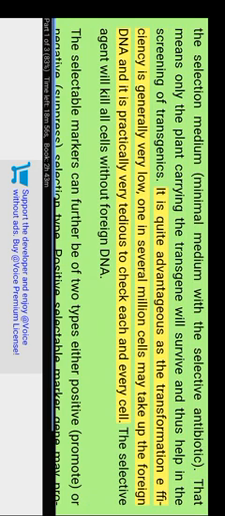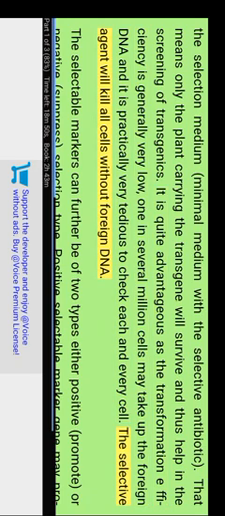It is quite advantageous as the transformation efficiency is generally very low. 1 in several million cells may take up the foreign DNA and it is practically very tedious to check each and every cell. The selective agent will kill all cells without foreign DNA.